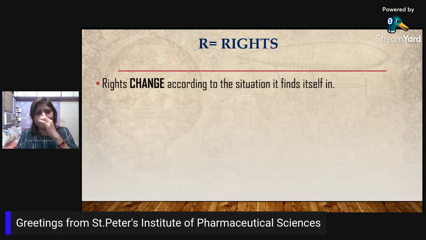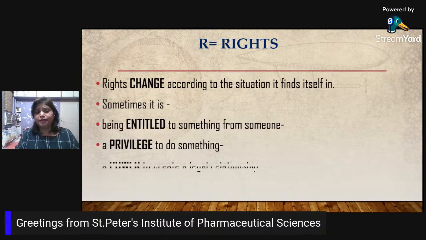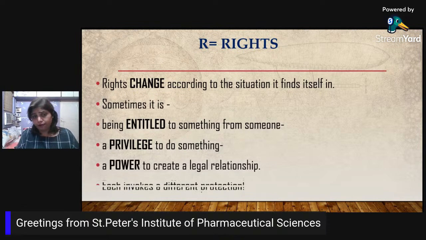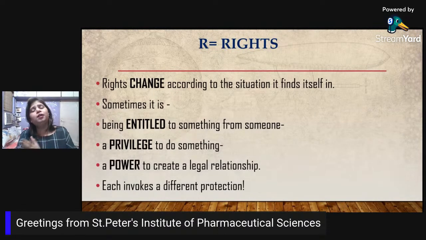Okay. So rights are what? It changes according to the situation. So rights are entitlement, privilege, power. So that is where the legal aspect comes into play. Just by creating something, you don't get this. Unless we ask for the rights, we are not going to get it.